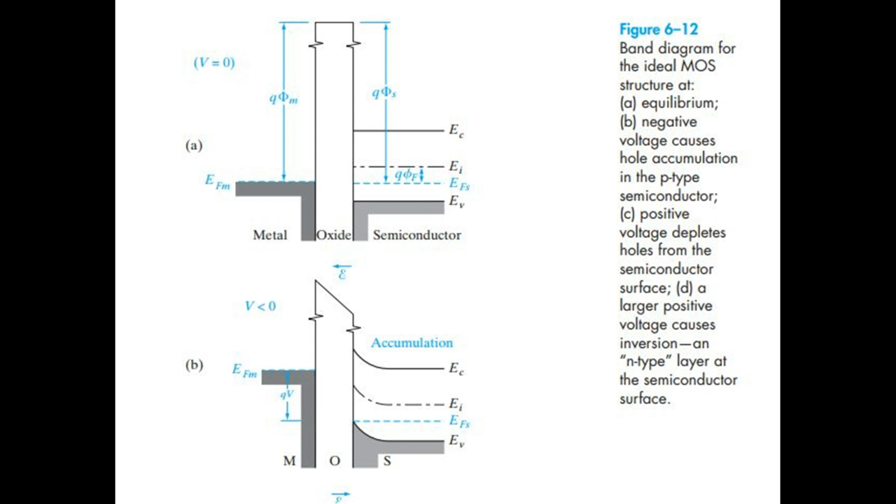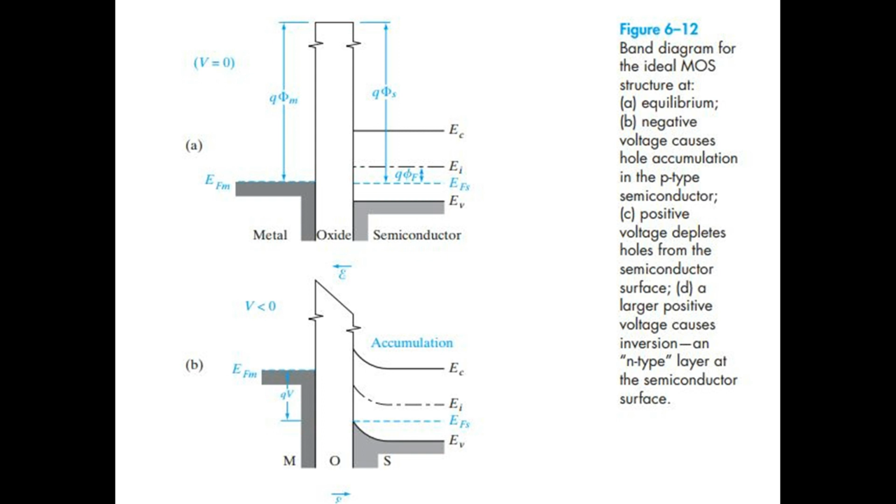Figure 6.12. Band diagram for the ideal metal-oxide-semiconductor structure at A, equilibrium; B, negative voltage causes hole accumulation in the p-type semiconductor; C, positive voltage depletes holes from the semiconductor surface; D, a larger positive voltage causes inversion, an n-type layer at the semiconductor surface.